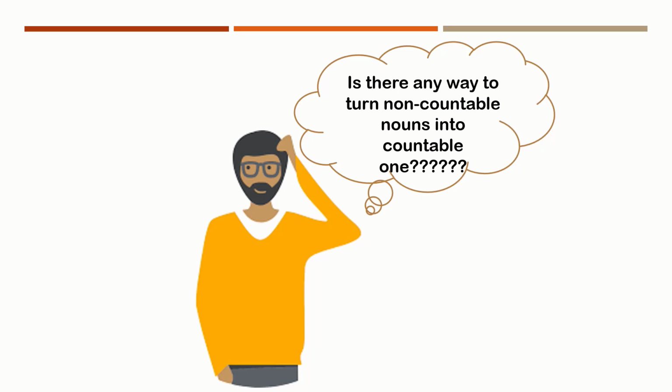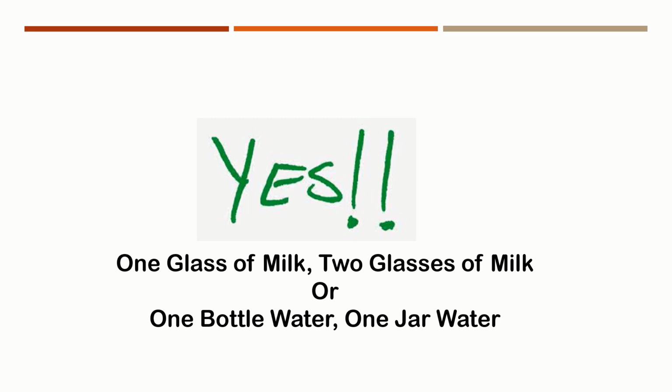Well, yes, it is possible to count some non-counts if the substance is placed in a countable container. For example, glass of milk. We can say one glass of milk, two glasses of milk, or let's take water, one bottle of water or one jar of water. So, as we have seen, non-countable nouns can also be counted if we can put them into a countable container.